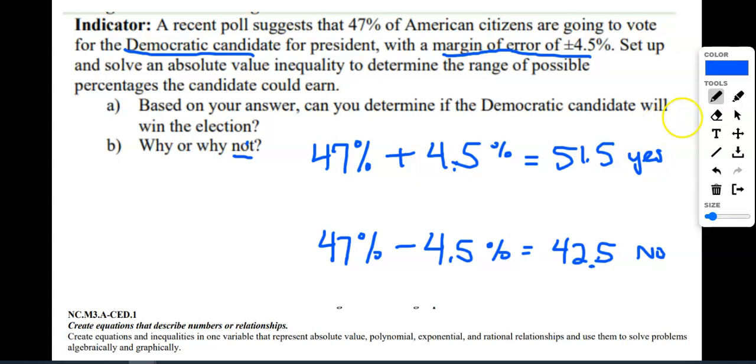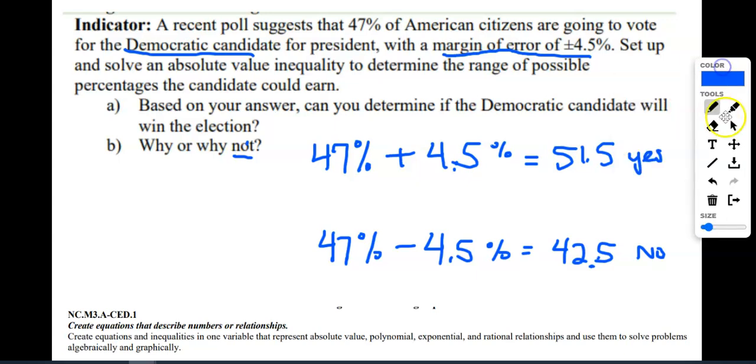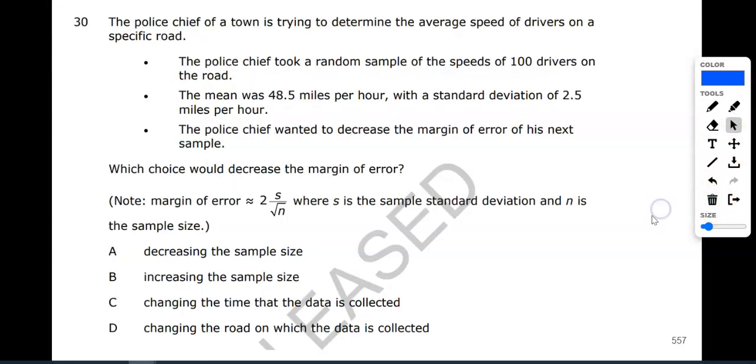Anything below 50 sounds like a loss, assuming there's two candidates. So a bit inconclusive there, but that's what margin of error means. So keep that in mind. We talk about using that in these last two questions.